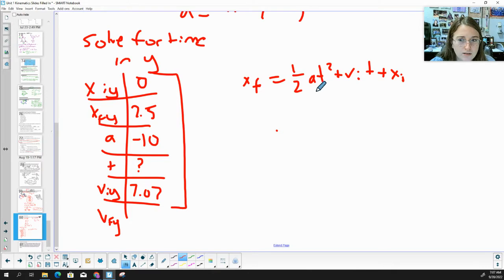Actually, no, I think I want to show this. There is a different way I can solve for time. We're going to do this so that I can drill home again how you can use your calculator and save you some pain. So our x final is 2.5. We have 1/2, a is -10.